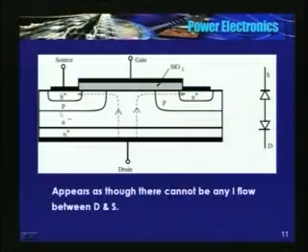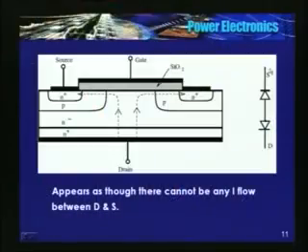Now just see the structure, source and drain. Source is S, drain is D here, and see here is a diode NP. Okay, and again a PN. So it appears as though there cannot be any flow of current between drain to source. Because at any given time, one of the diodes is reverse biased. If I connect source negative, okay, and make drain positive, this diode is reverse biased, and vice versa. So how does the current flow?